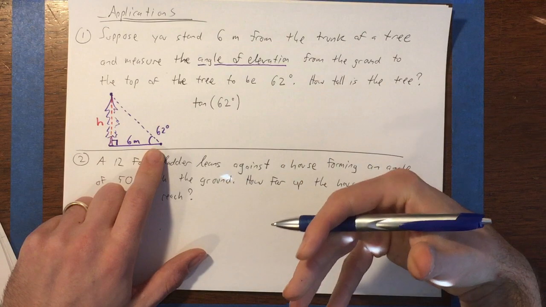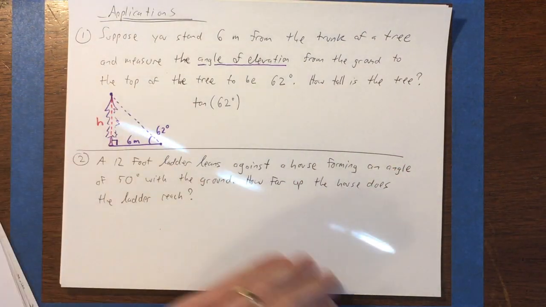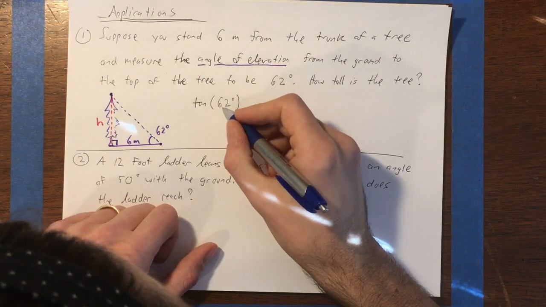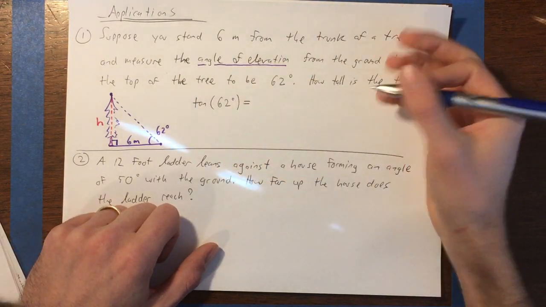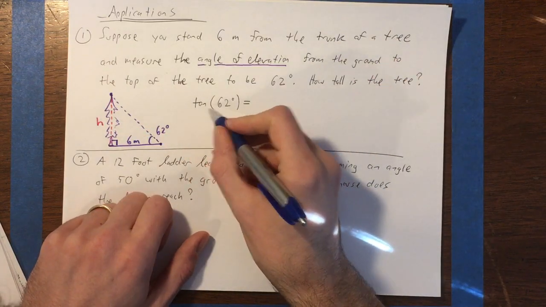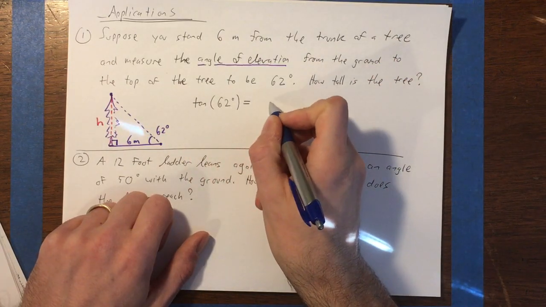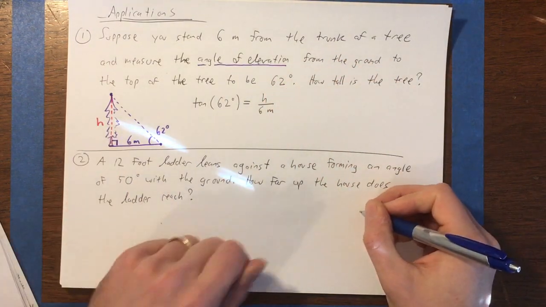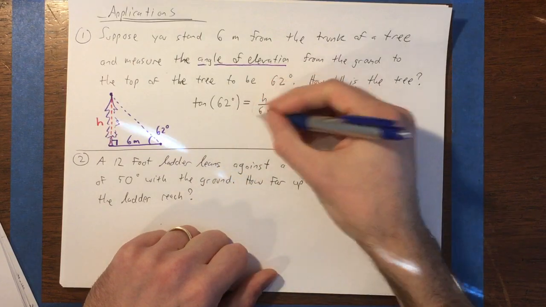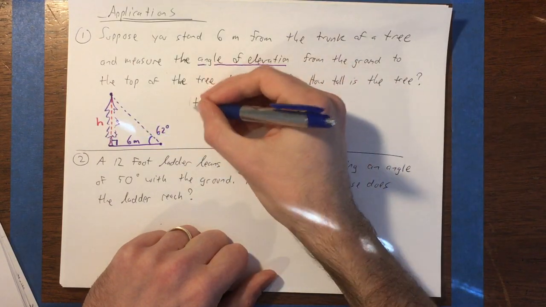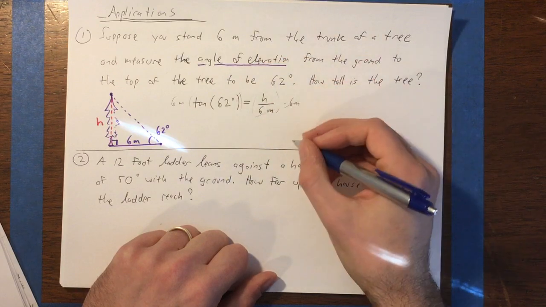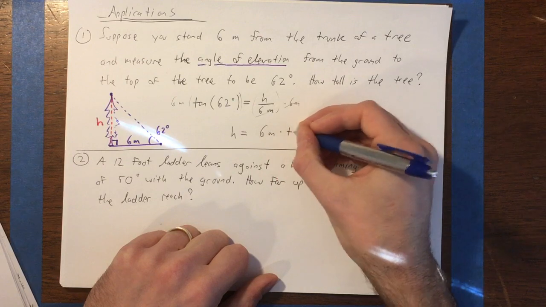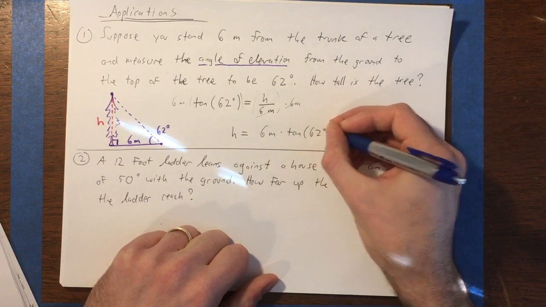You always give the angle as an input to your trig function. So you're never going to put the ratio on the inside. The ratio is what the output is. So the angle, we're always doing tangent of the angle equals the side ratio, which in this case is h divided by 6 meters. So there we go. If I multiply both sides of this equation by 6 meters, it's going to cancel out, and I get h equals 6 meters times the tangent of 62 degrees.